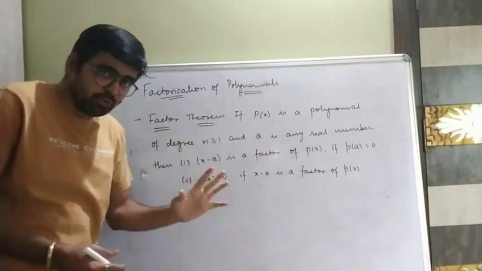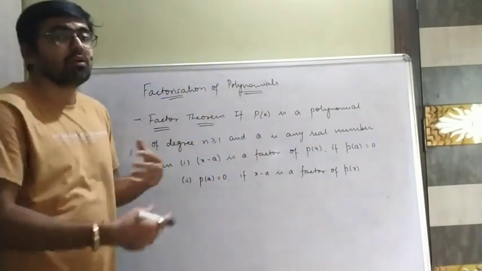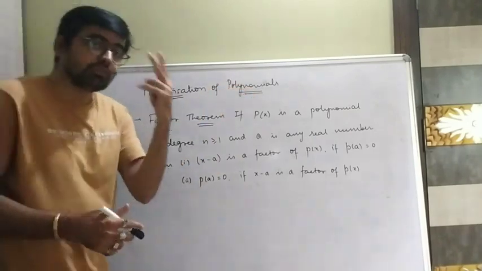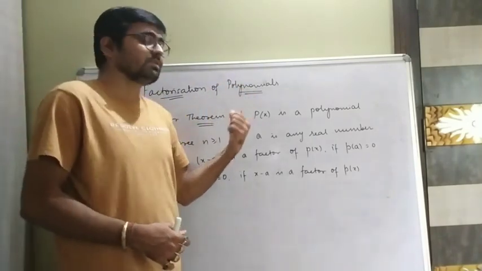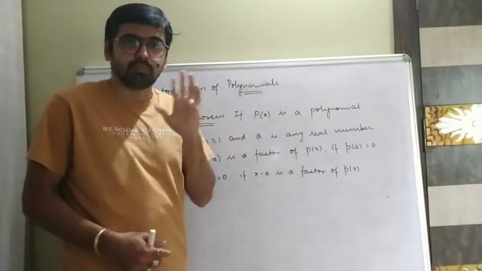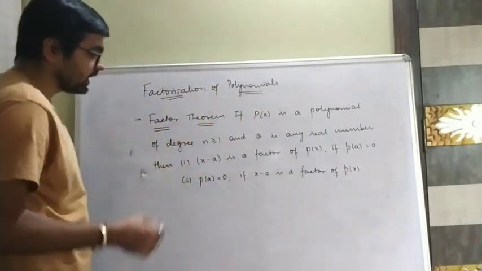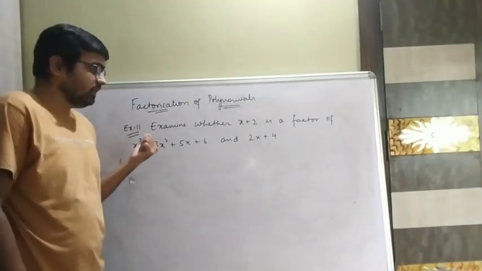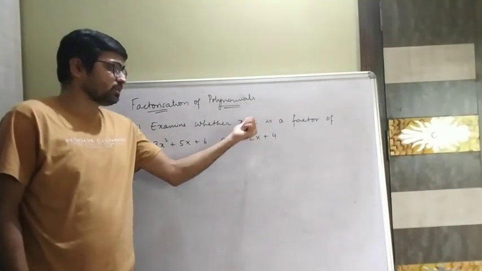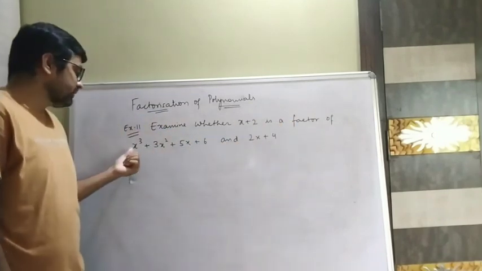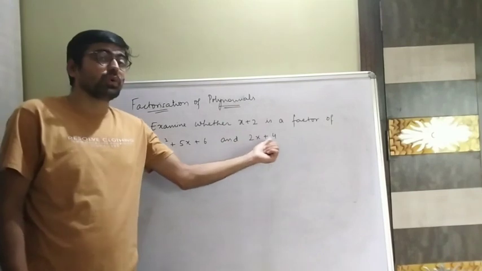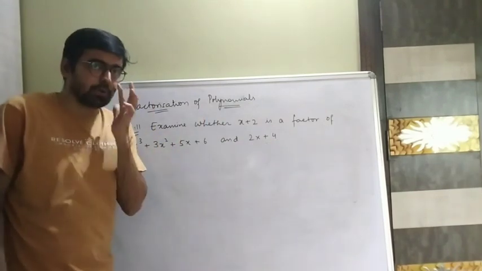Correct? We'll see a few problems and then we'll try to develop how we are going to factorize a polynomial using both methods, splitting as well as with the help of the factor theorem. Simple. So let's have a look at a simple problem. Example number 11. Examine whether x plus 2 is a factor of x cube plus 3x square plus 5x plus 6 and 2x plus 4. This is what we have to examine.